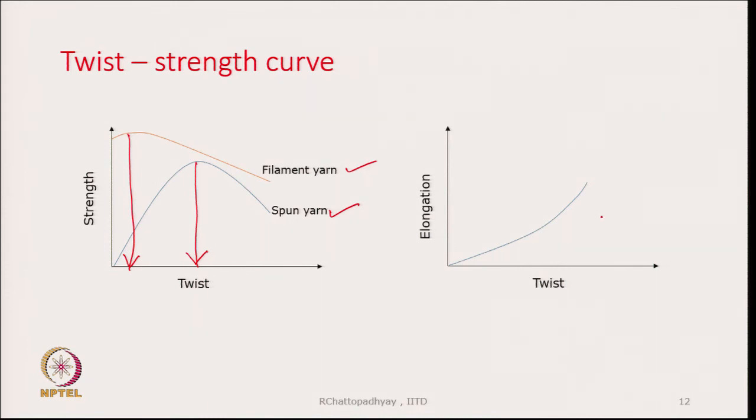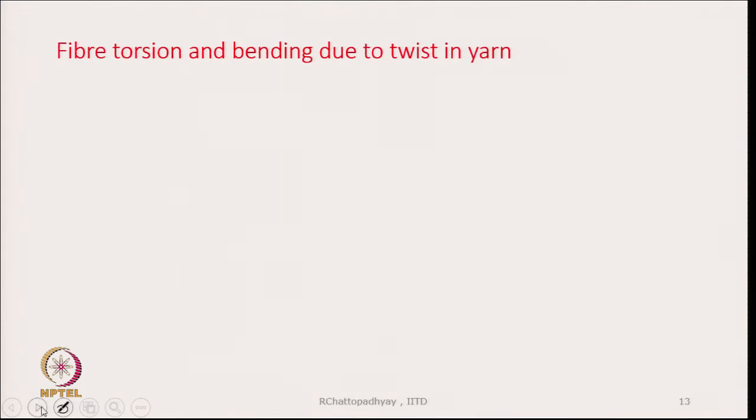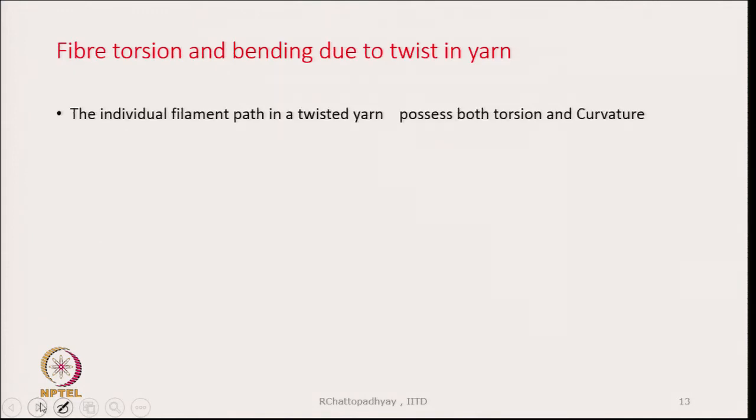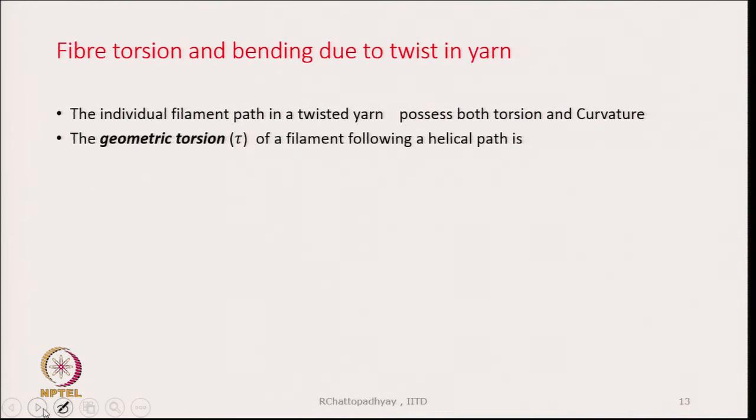Elongation versus twist, if we plot, generally we will get a curve like this. More is the twist, more will be the elongation part of the yarns, and so that is typical for spun yarn, this is very common. So, this is how twist is going to play a role. The other aspect is the fiber torsion and bending due to twisting in the yarn.